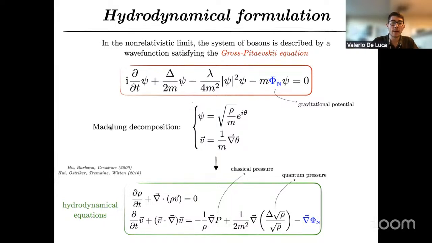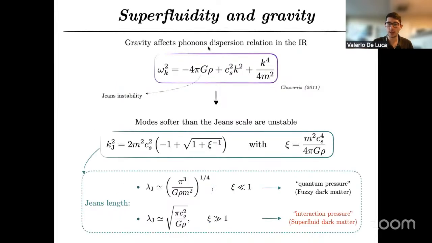Now, if you perform a Madelung decomposition so that the function psi is expressed in terms of a density profile rho and a phase, which is used to build up the velocity through which the fluid moves, then we can derive the hydrodynamical equations: the continuity equation for the density and an equation for the velocity. This will now contain the information of the classical pressure, so the sound speed, as in the dispersion relation, the quantum pressure term, similar to the dispersion, and eventually a correction, which will come when gravity is present in the system, such as in galaxies. So this can bring us to study a bit better the property of the phonon dispersion relation.